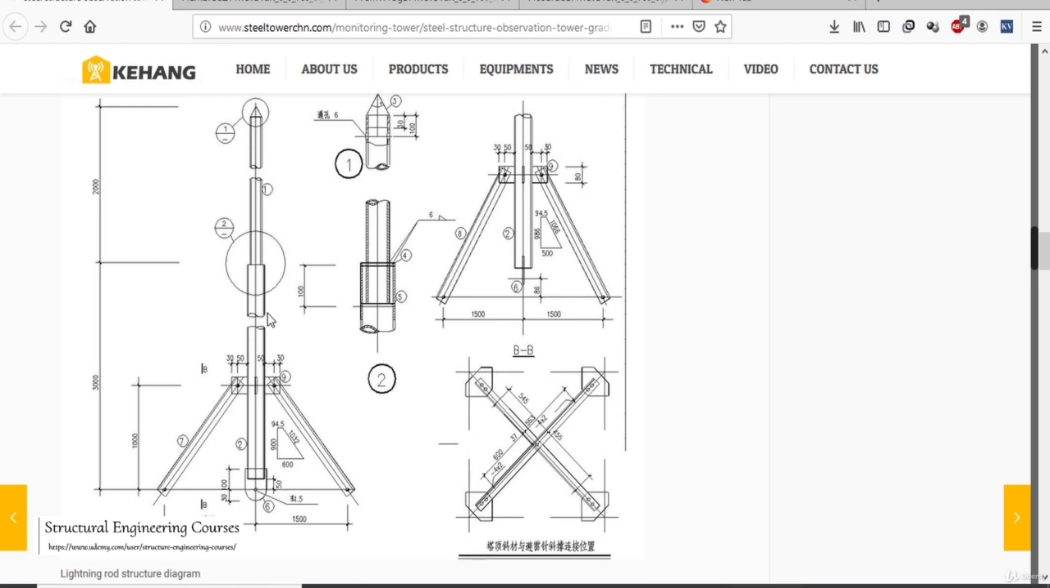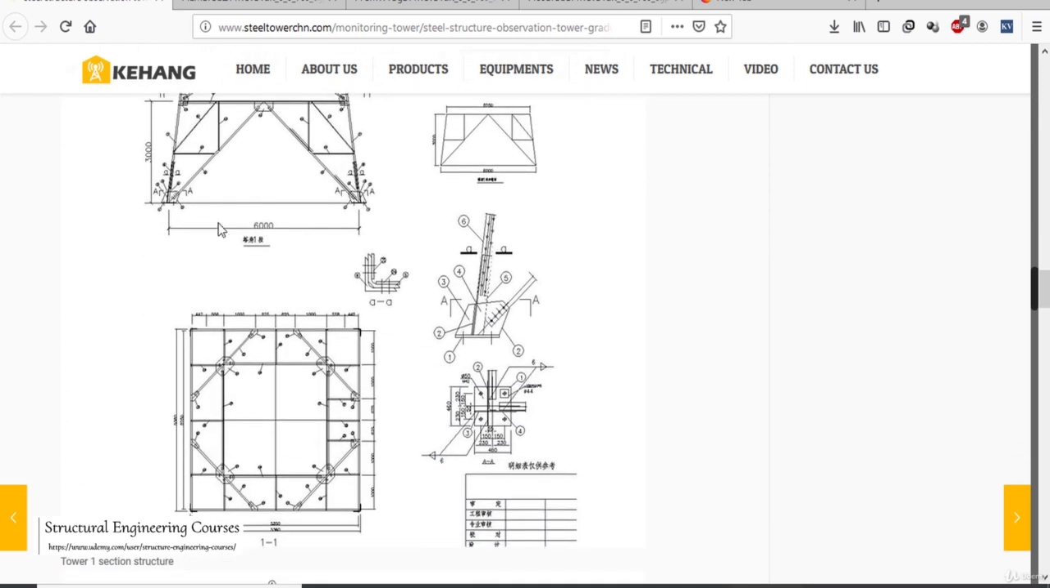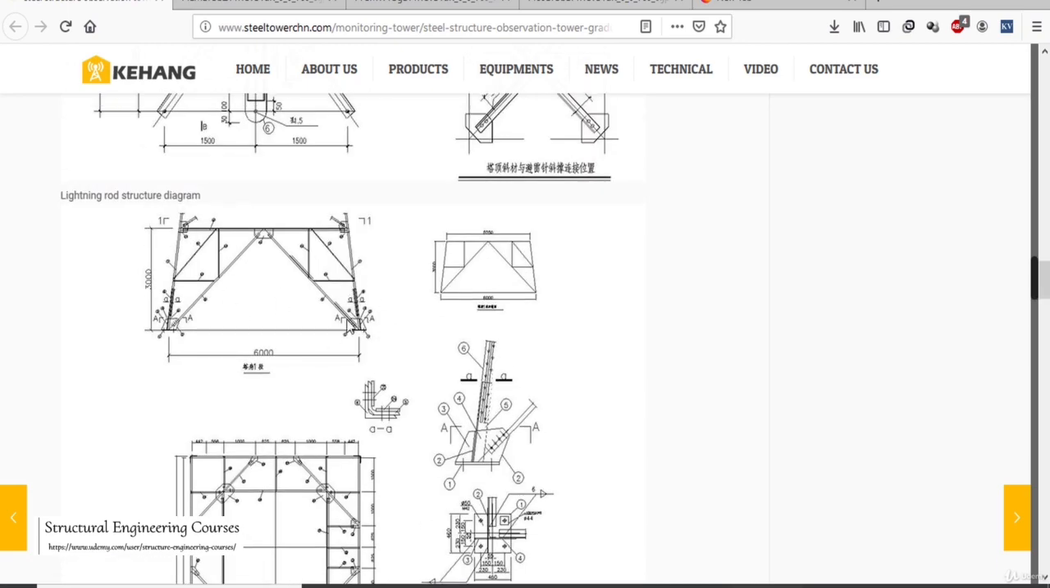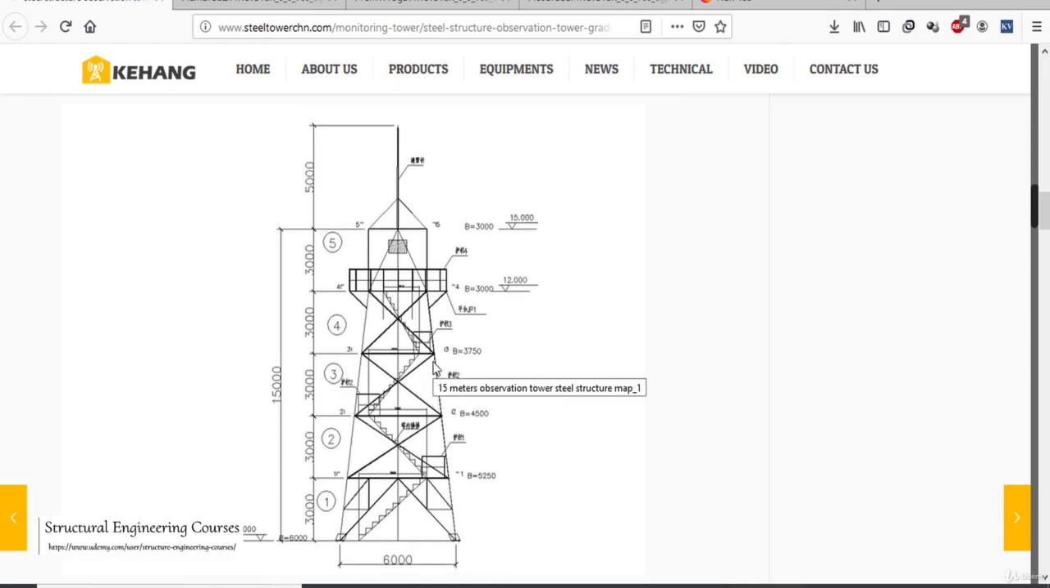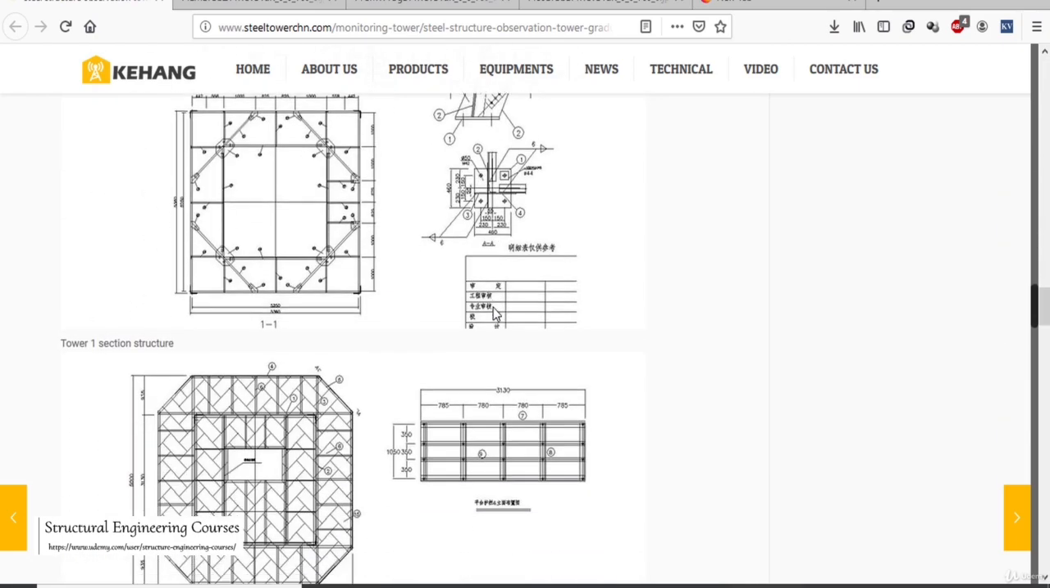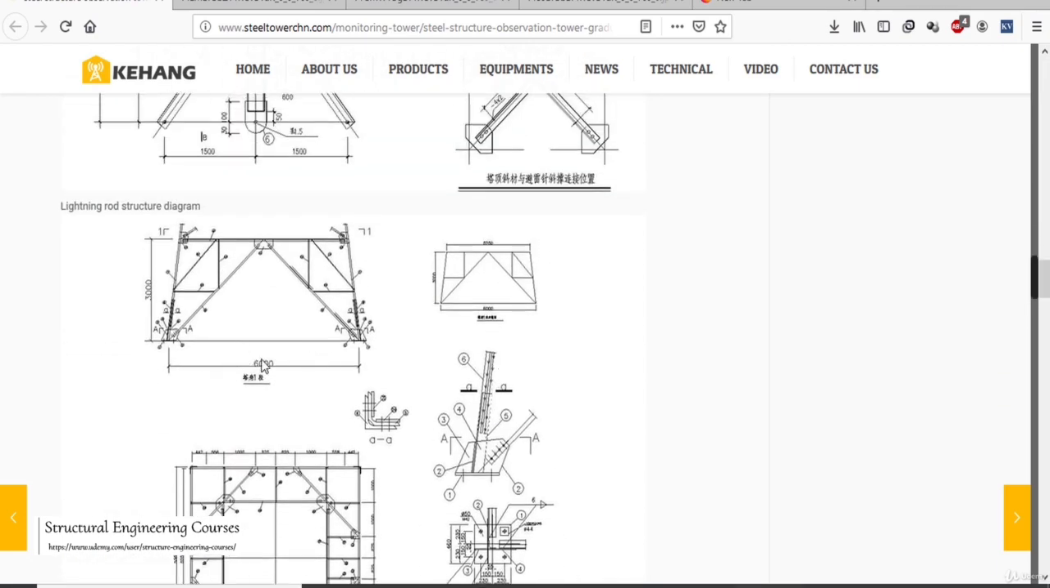This symbol denotes the break, that is, the total length is 3 meters, and it is also supported with the help of these brackets here. So this is the lightning protection arrangement in the plan view. Here, this is basically the base of the tower. On the base, the dimension is 6 meters, and this is the 3 meter height.